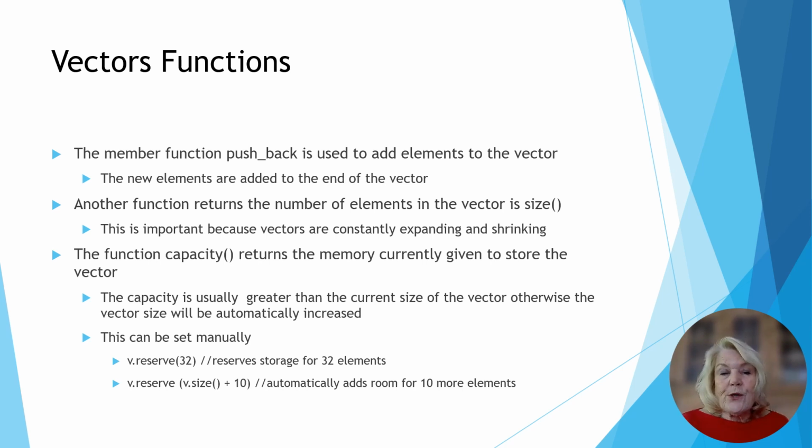Capacity is usually greater than the current size of the vector. Otherwise, the vector size would be automatically increased. And this can be done manually. So if you have a vector called v, you access the reserve function by using the dot operator and reserve, and then in parentheses put the number of elements that you're going to be adding. In that first example, they're adding 32 elements. In the second example, what they're doing is taking what the size is and increasing it by 10 automatically.